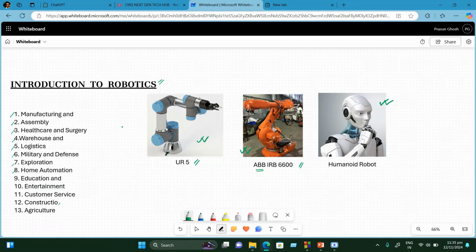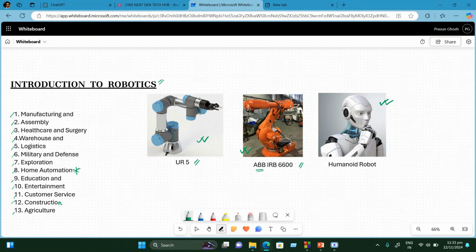This is one of my favorite topics, home automation. Education, entertainment, customer service, construction. Sorry, there is a typing mistake. Construction and agriculture. Okay, and if you want to know details about these topics, how a robot is useful in military or defense, in exploration, in home automation, you can Google it. You can go through ChatGPT. You can ask ChatGPT also.